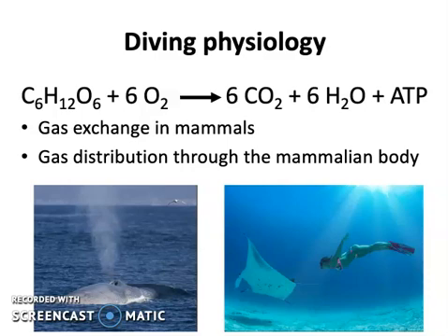This worksheet is designed to help you understand the special physiological adaptations of diving mammals. We'll first start by looking at the process of gas exchange and gas distribution in terrestrial mammals. Mammals all require oxygen to survive.